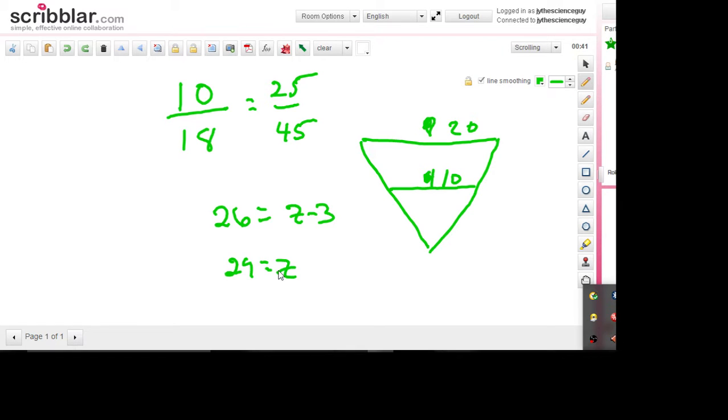So when you have a median line, the big line is twice as big as the small. You just multiply the small line by 2 in order to find the answer.